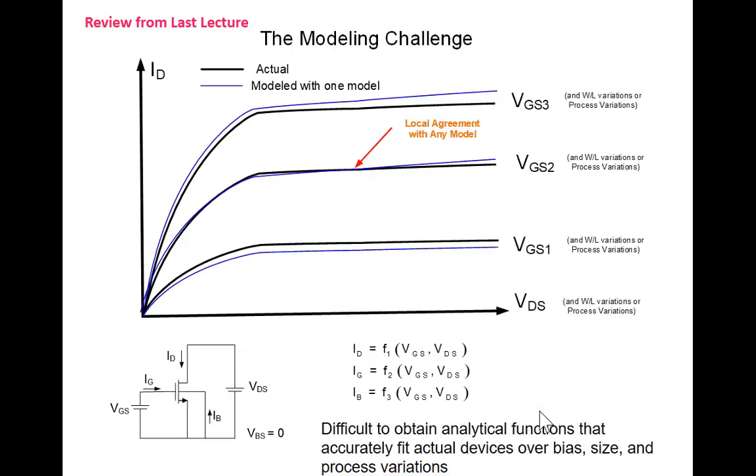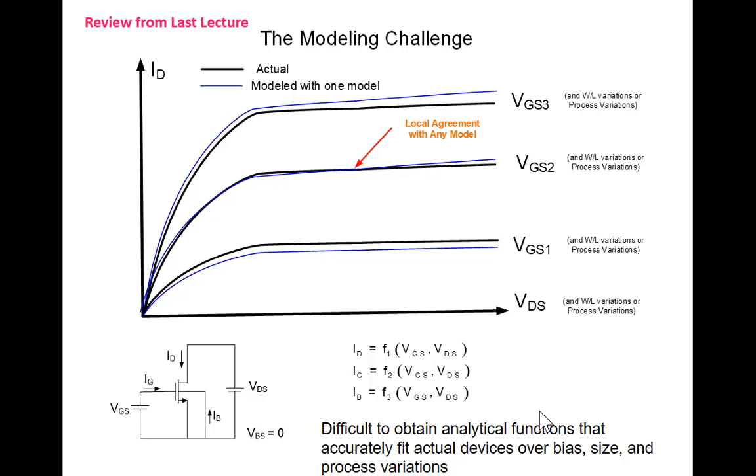And how do these different models look? This picture is a drawing, but it shows what's going on. I'm assuming that the black characteristics are the actual characteristics of a transistor, and the blue characteristics are a model that we've used. It could be a level 2 model, a square law model, it could be a BSIM model. And we will extract the characteristics for that model at some point or at some points.